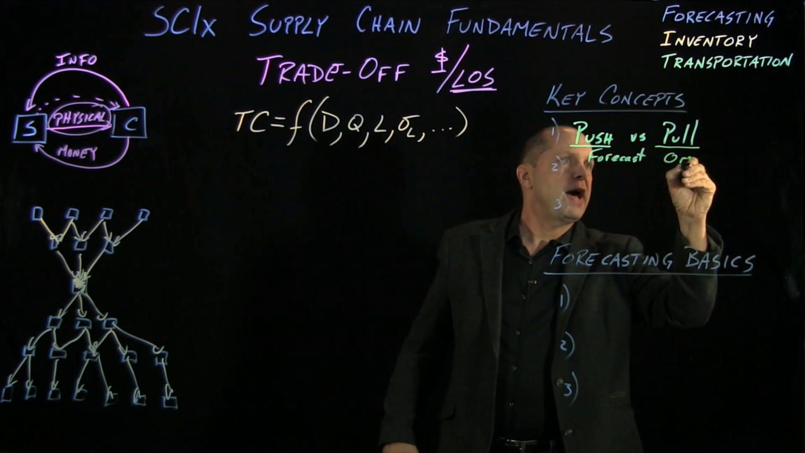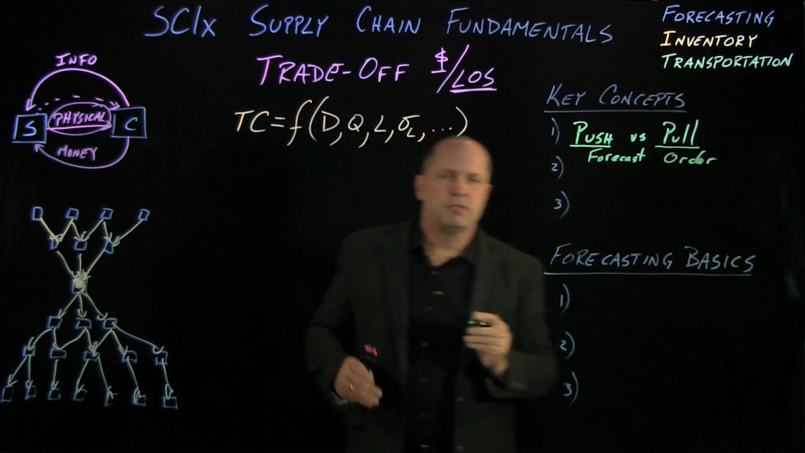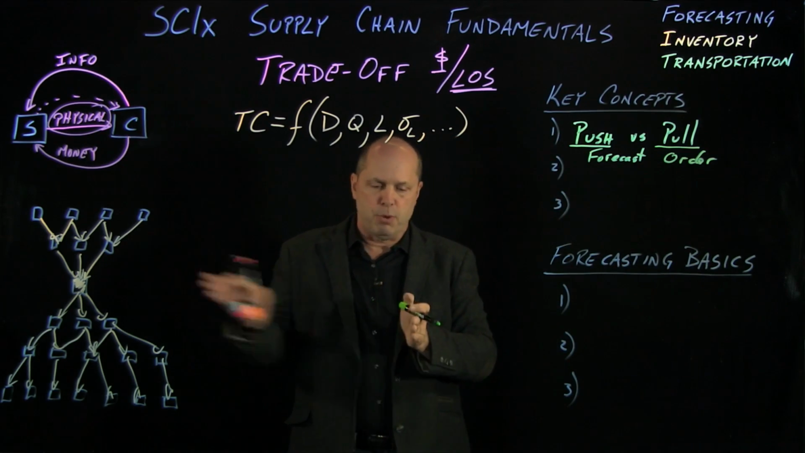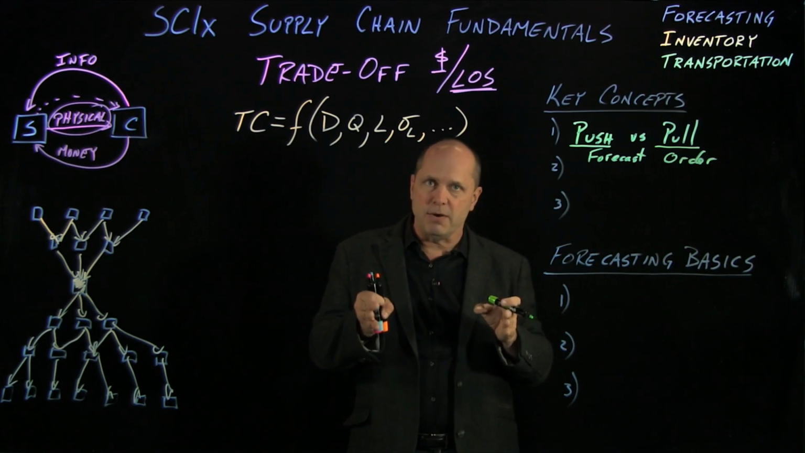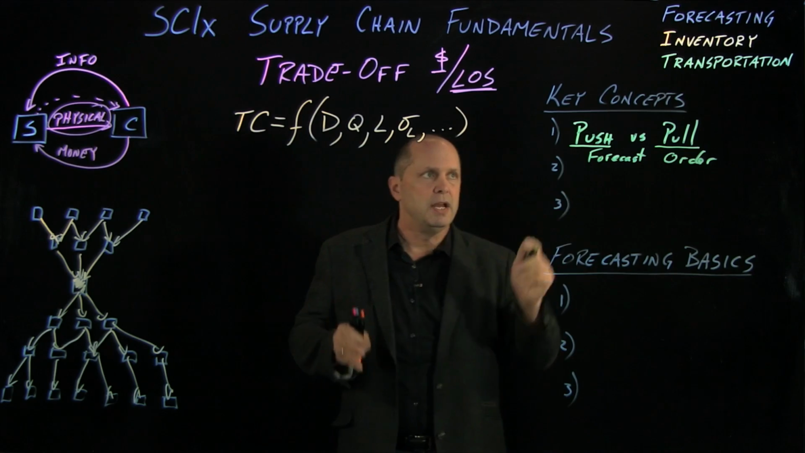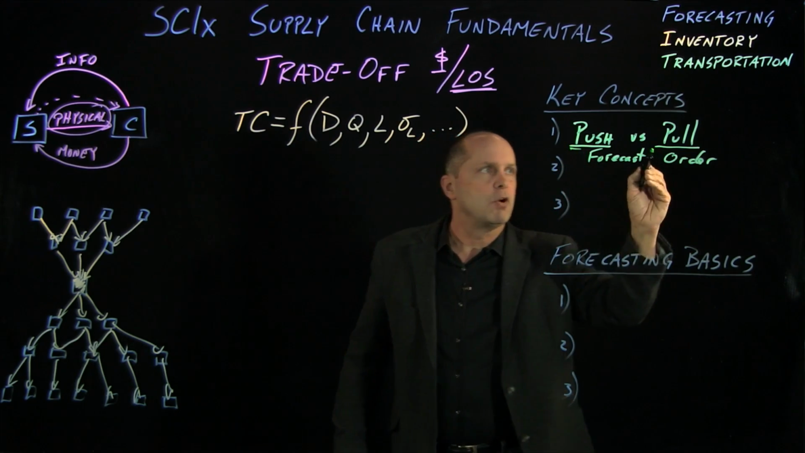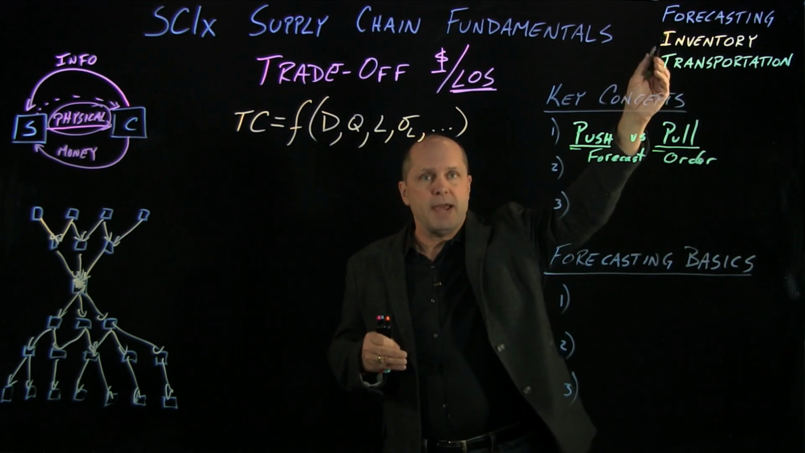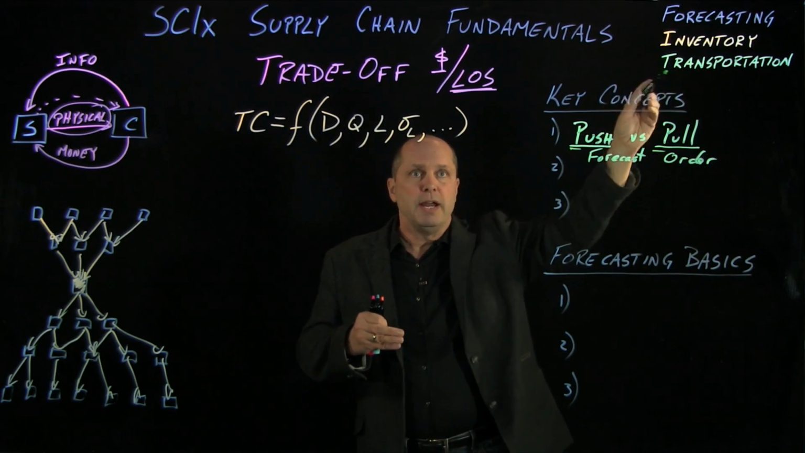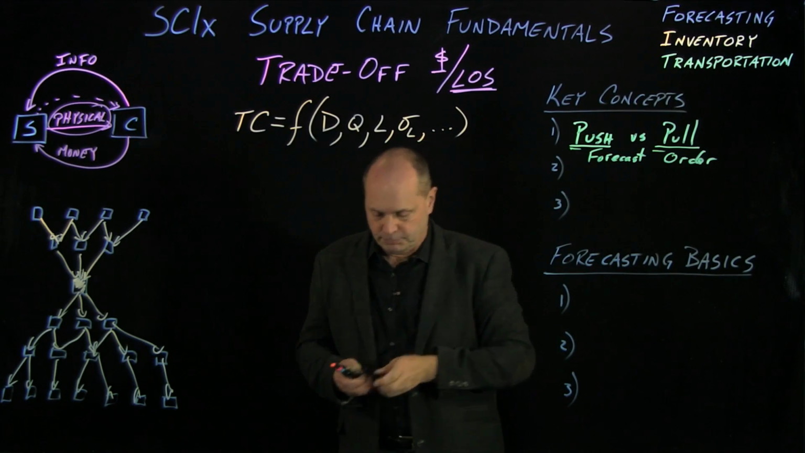And this is done on an actual order. And so the point between the push and the pull is called the push-pull point. And we'll spend a lot of time here because depending on your supply chain, whether it's a push supply chain or a pull or probably some kind of hybrid, that changes how you forecast, how you manage your inventory, and how you manage your transportation.